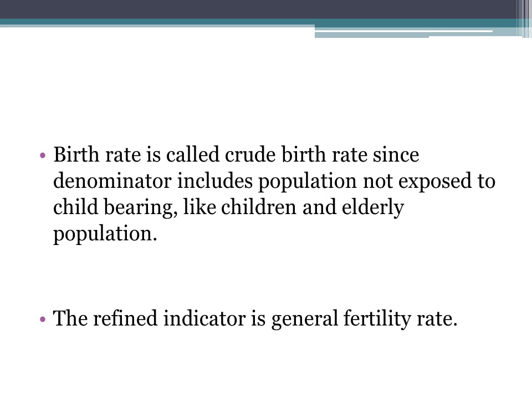Now the birth rate calculated in this manner is called the crude birth rate because the denominator includes the total mid-year population and not only the people who are exposed to the risk of childbirth. Like the total population includes children and elderly population as well, even though they are not exposed to the risk of childbirth. A refined indicator of fertility is the general fertility rate.